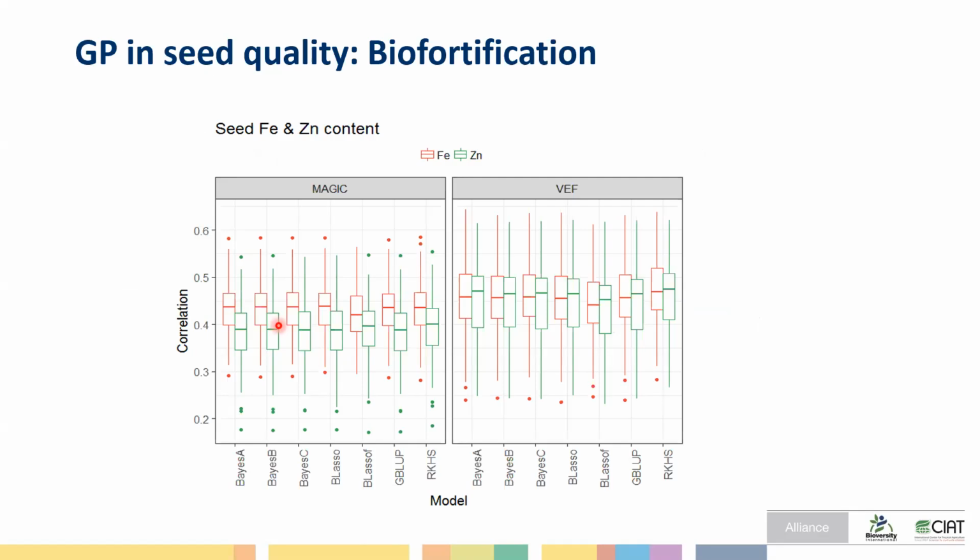In this case, there is no difference using the different models, but there is a difference using the different populations. For example, we used the BEF and MAGIC populations in this case. These results are interesting because we have high-precision predictions in a very complex trait such as iron and zinc content.